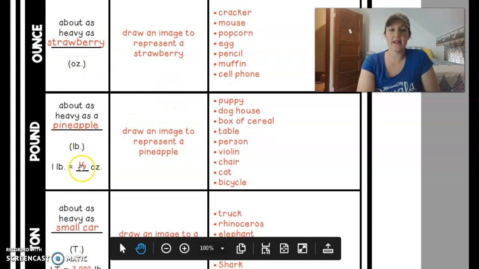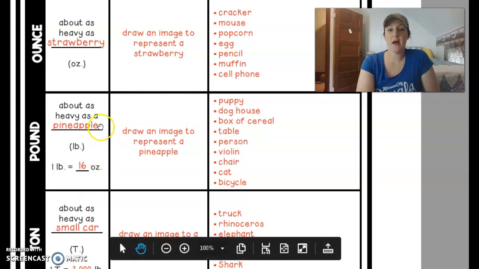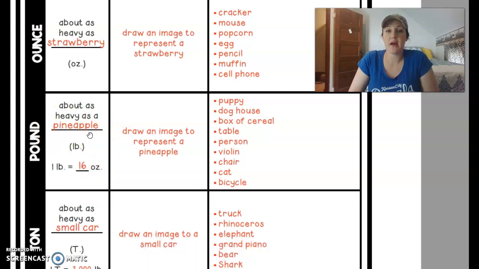All right, let's move on to pounds. So like I already said, there are 16 ounces in a pound. A pound is about as heavy as a pineapple. So think about if you've ever felt a pineapple or picked one up. They're somewhat heavy. A cantaloupe would also be a good example. So if you haven't had a pineapple before, maybe you've had cantaloupe or honeydew before. So go ahead and fill that in and draw a picture of a pineapple or a cantaloupe.